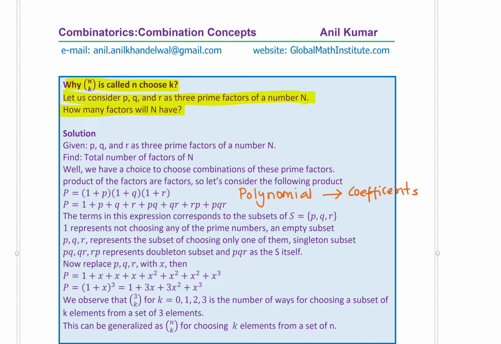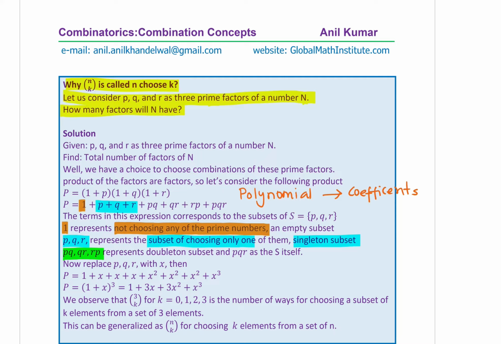Now 1 represents not choosing any of the prime numbers. Do you see that? That is what 1 is. And P, Q, R represent subsets of choosing only one. That is singleton subsets, correct? So these three are your singleton subsets. And the products PQ, QR, and RP represent doubleton subsets. Clear? And the last term here is the product of all three, when you select all the three, the set itself, right? So that is how we get the four parts of it.